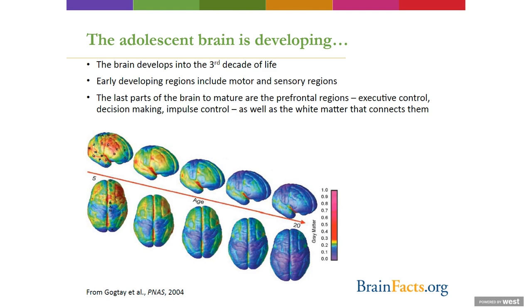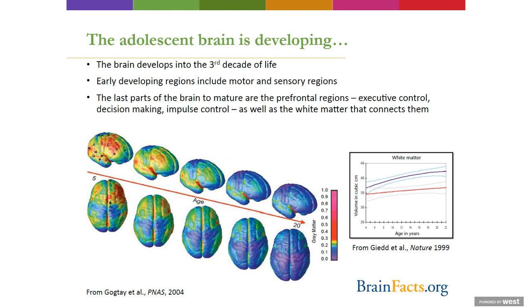What's also really important is that the connections in the brain that allow that stop system to talk to the go system are also immature, and that's the white matter in the brain that really continues to mature and develop well into the third decade of life.